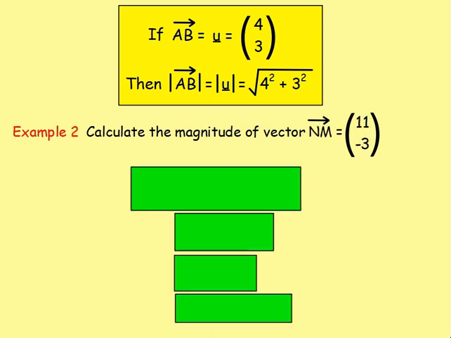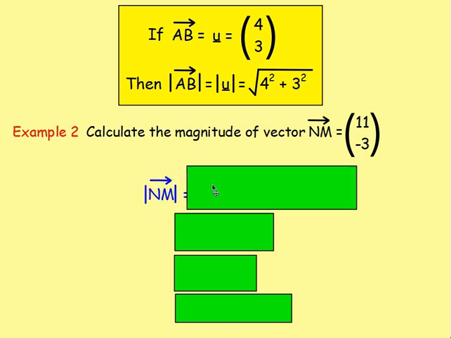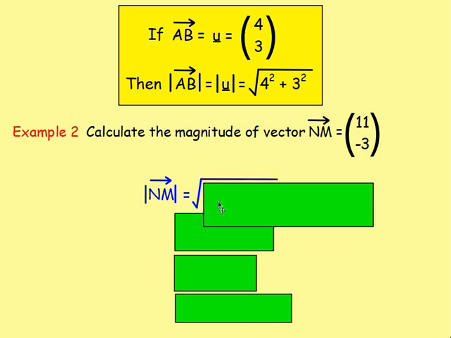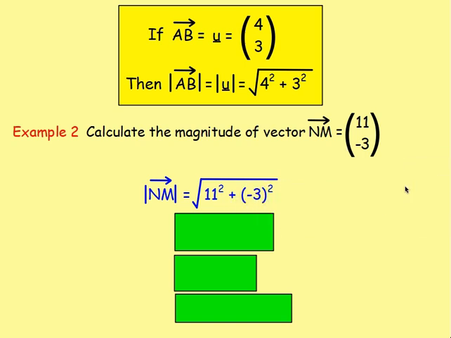Example 2, calculate the magnitude of vector NM, which has components 11, -3. So, Fran, help us out. Brilliant, you'd have to have the modulus signs. Good, because you've got NM, that is the vector, and the modulus signs means we're going to work out the size. So to work out the size, what would you do, Anne? Brilliant, it is the square root of the 11 squared plus -3 squared.